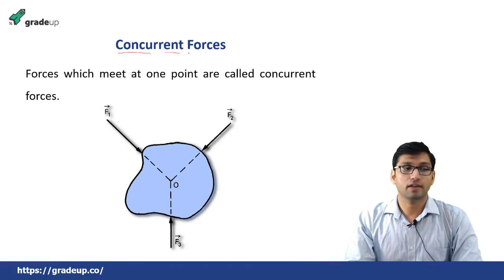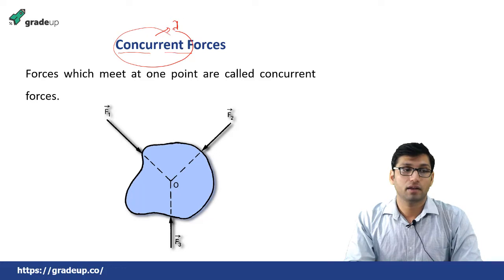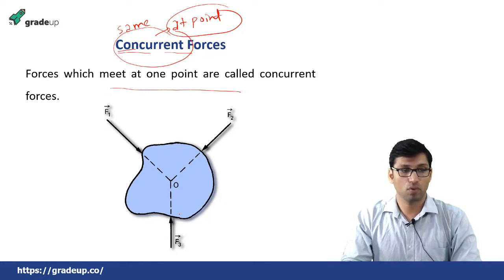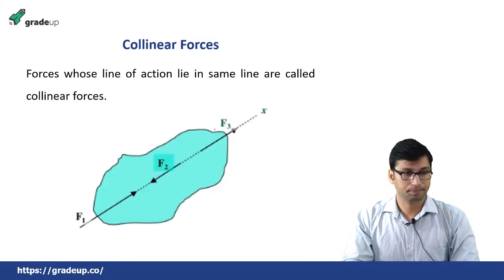Next is called concurrent forces. Concurrent forces means: con means same and current means at same point. The forces which are acting at the same point are called concurrent forces. Suppose this is force F1, this is F2, and this is F3, and all these forces are meeting at the same point called point O. So these are called concurrent forces. Such a system of forces is called a concurrent force system.